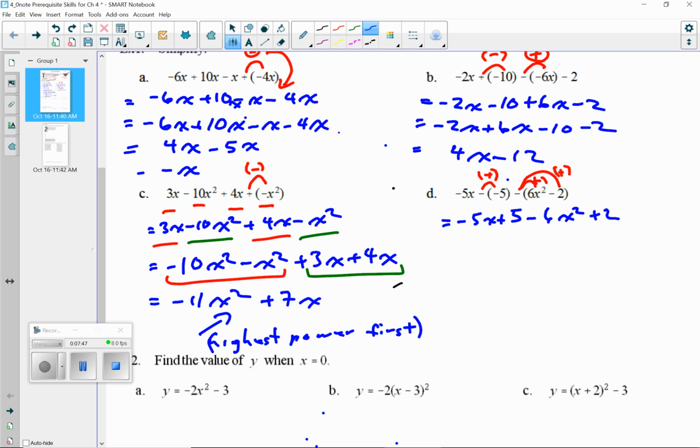Now, in mathematics, the English term for this is called distribution. What we did here is called distribution.